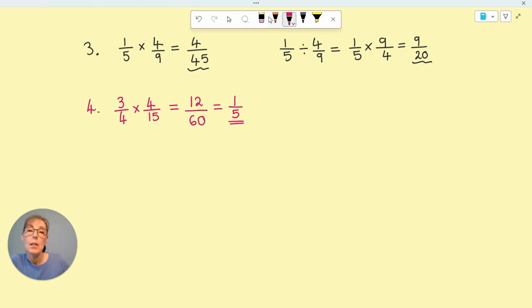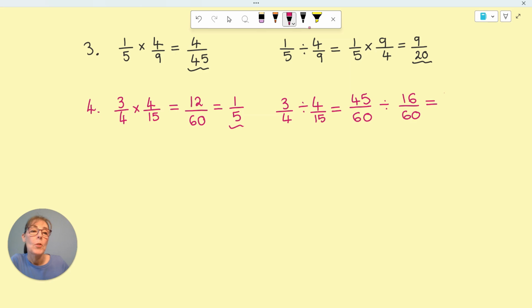We've got that 12/60 is 1/5. I'm going to put the wavy. Okay, so 3/4 divided by 4/15. So my denominator is going to be 60. So 4 times 15 is 60, 3 times 15 is 45. If 4 times 15 is 60, 4 times 4 is 16. Now we've got 45/16.